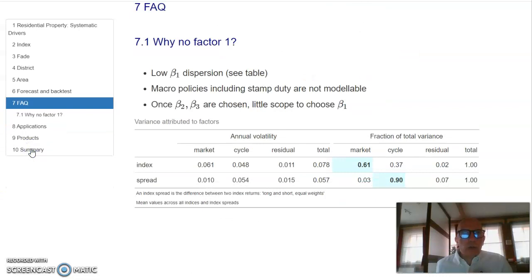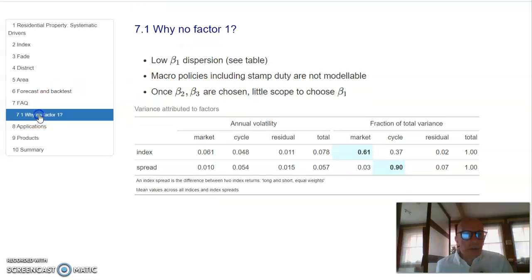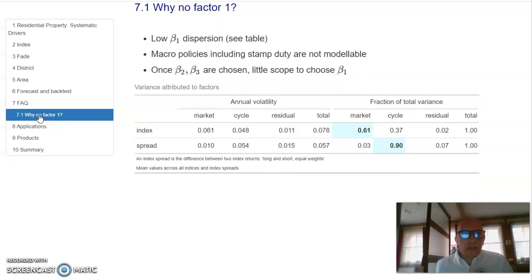Why no factor 1? Well, firstly, beta 1 dominates explaining the index, but for spreads, factors 2 and 3 are really important. Secondly, we just don't know how, because actually it's a macroeconomic effect, and we can't foresee pandemics or election results and so on. So who's this of interest to?